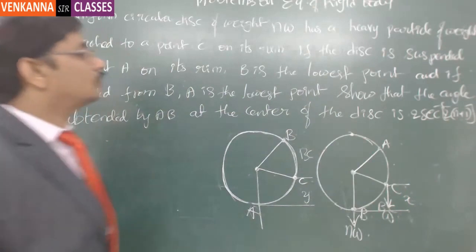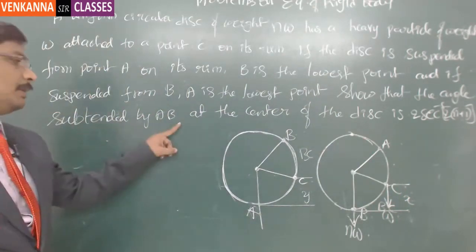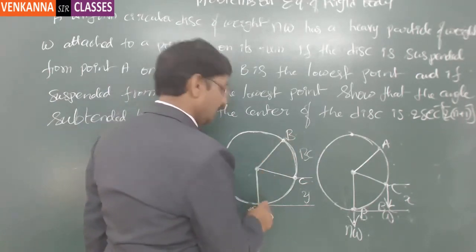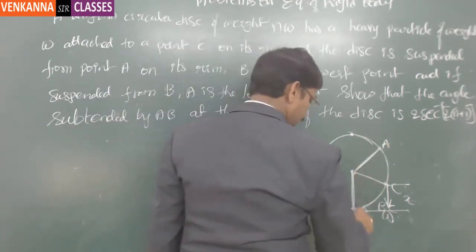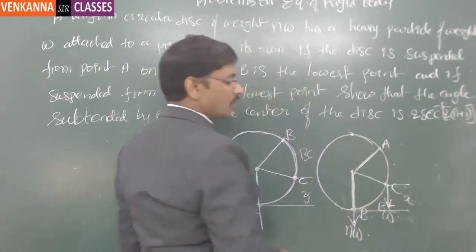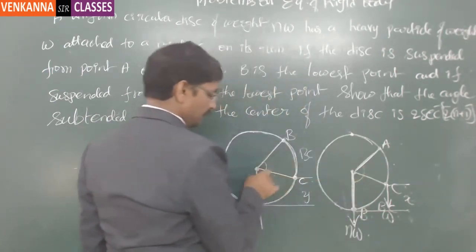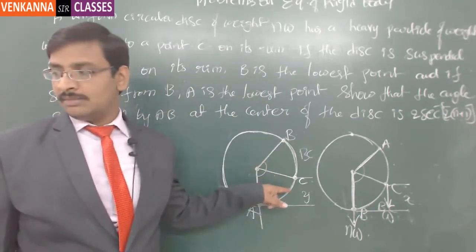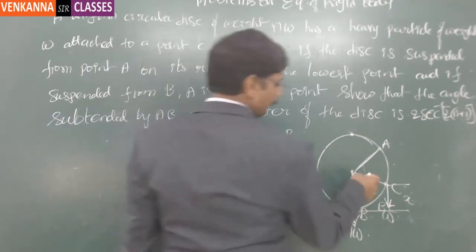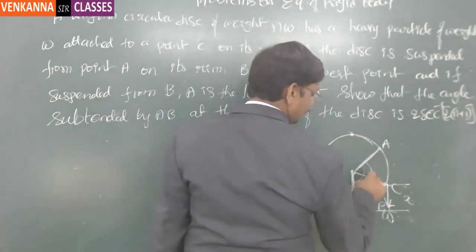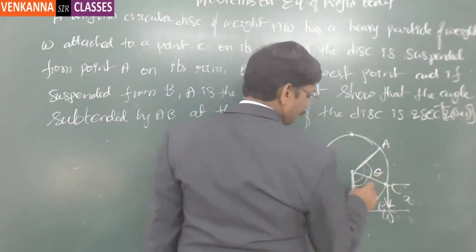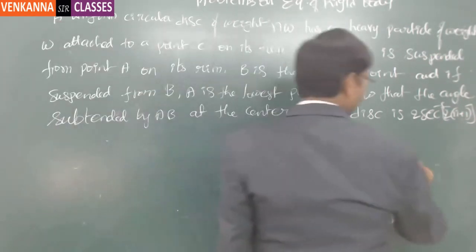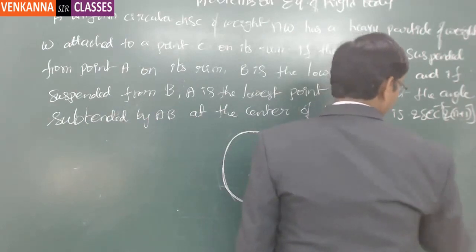Okay. Show that the angle subtended by AB at the center. So this is B and this is A. So this is A and this is B. Now in both the cases he is talking about this angle, this entire angle. So the AB angle is the same in both the cases. But if you look from this side, let us say I call this angle theta and this angle will be phi. So there are two different angles. Now the sum of these two angles, theta plus phi, is the angle subtended by AB.